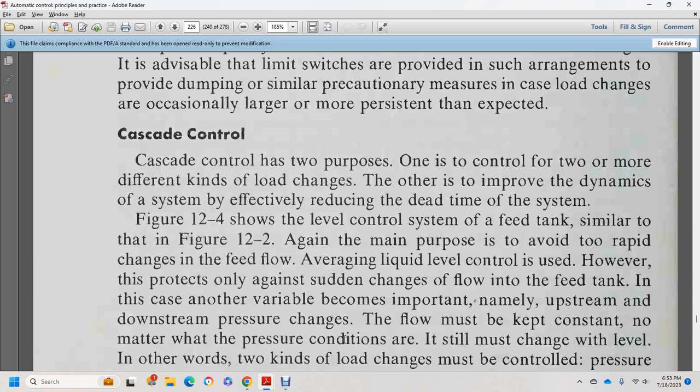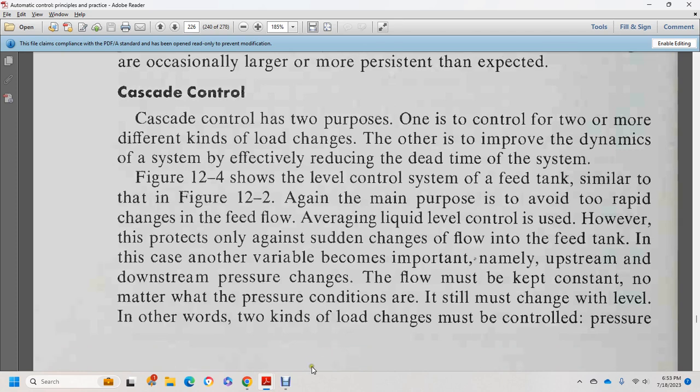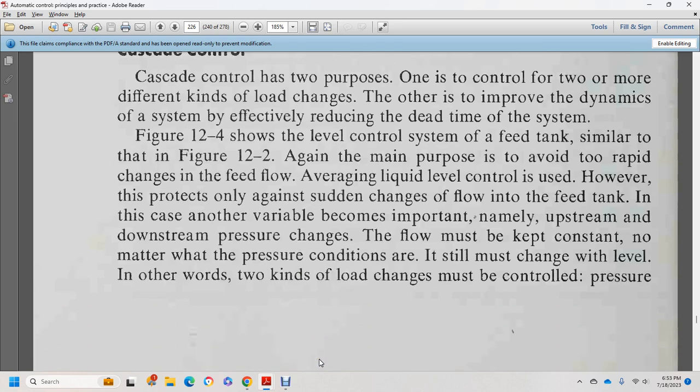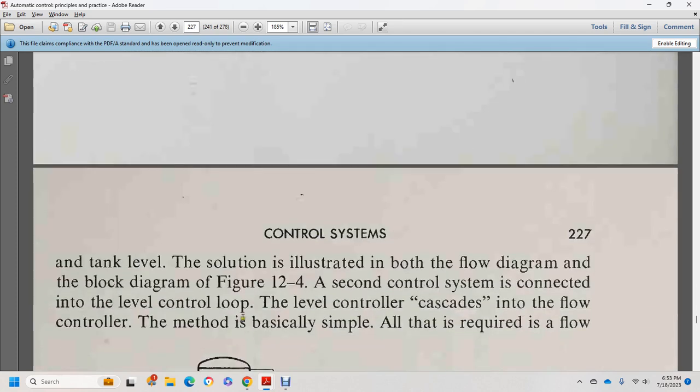Figure 12.4 shows a level control system with a feed tank, similar to that in Figure 12.2, but again with the main purpose of avoiding rapid changes of the feed flow, so liquid level control is used. However, the protection is not only against sudden changes of flow in the feed tank; in this case another variable becomes important, namely upstream and downstream pressure. Changes of flow must be kept constant no matter what the pressure conditions are. It must be changed with the level. In other words, whatever kind of load change there may be, the pressure and the tank level are controlled.